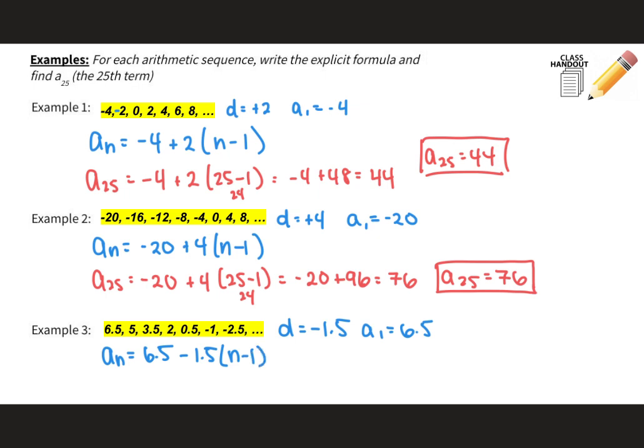All right, now to get my 25th term, we're going to plug in 25 for n, so 6.5 minus 1.5 times 25 minus 1. So since we're dealing with decimals here, I'm just going to use my calculator for this one. So I'm going to put this in my calculator exactly how I have written, 6.5 minus 1.5, parentheses, 25 minus 1. And that's going to give me negative 29.5. So my 25th term is going to be negative 29.5.